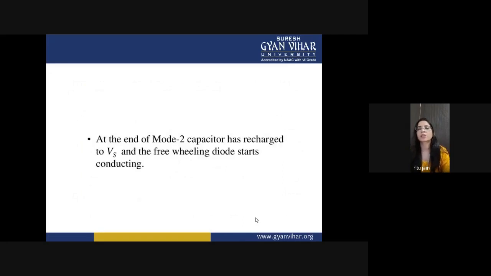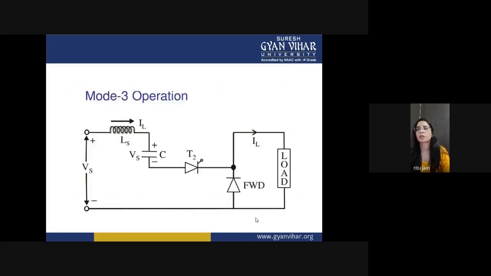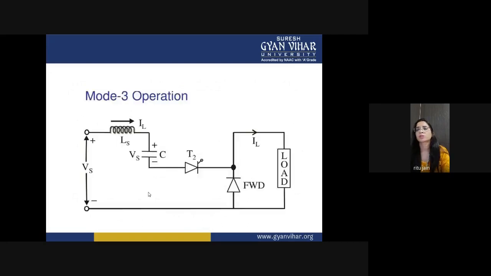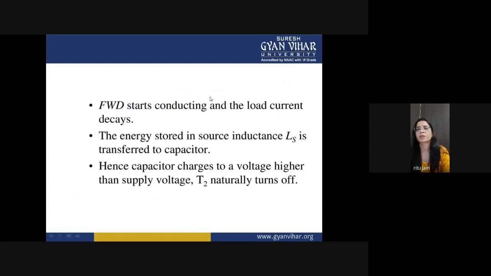Now let's come to the next mode, that is at the end of mode 2 the capacitor has recharged to Vs and the freewheeling diode starts conducting. In that case this will be positive and this will be negative, so the diode will be turned on, so the freewheeling diode starts conducting and the load current decays.